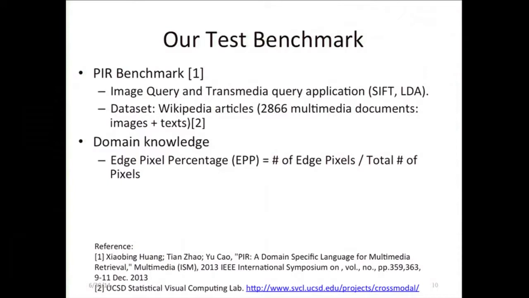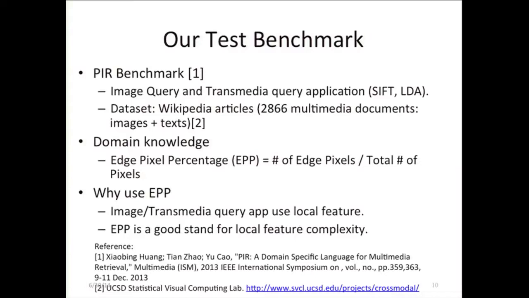The domain knowledge we use for this case is edge pixel percentage, which is shown in the algorithm here. It equals the number of edge pixels divided by the total number of pixels. Why do we use this as domain knowledge, you might ask. First, it's very lightweight, and also the image and transmedia query applications use local features. So edge pixel percentage is a very good stand-in for local feature complexity. That's why we use it.